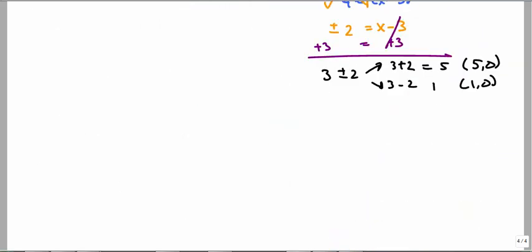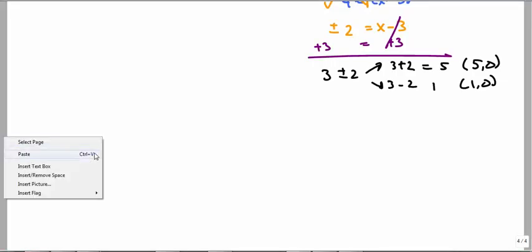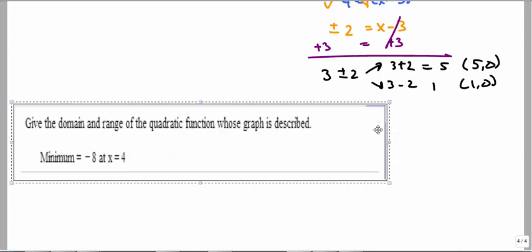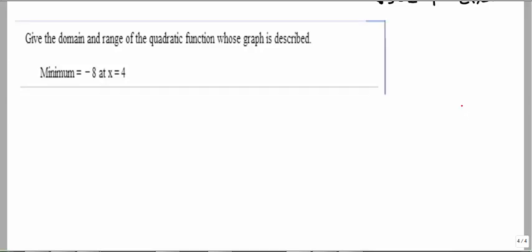For instance, let's go ahead and look at one of your harder problems in MyMathLab. And for this one, they're going to give you just a little bit of information. They're going to give you the minimum point and ask you to find the domain and the range. So for this one, I can't graph it on my calculator, but I do know this. I do know that my minimum value is -8 at x = 4. So that's the ordered pair (4, -8).